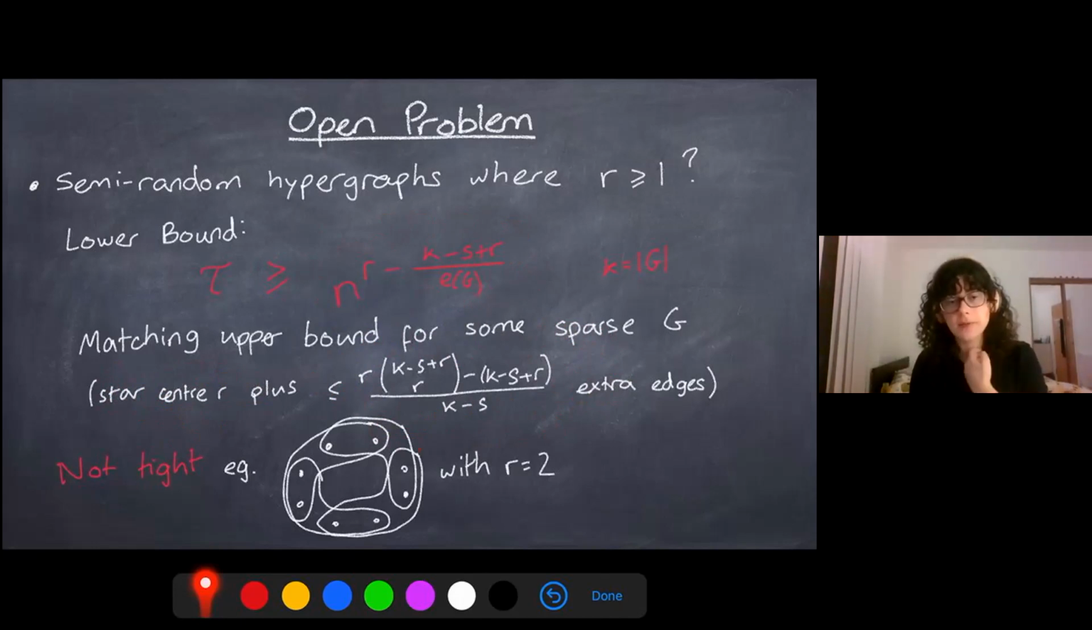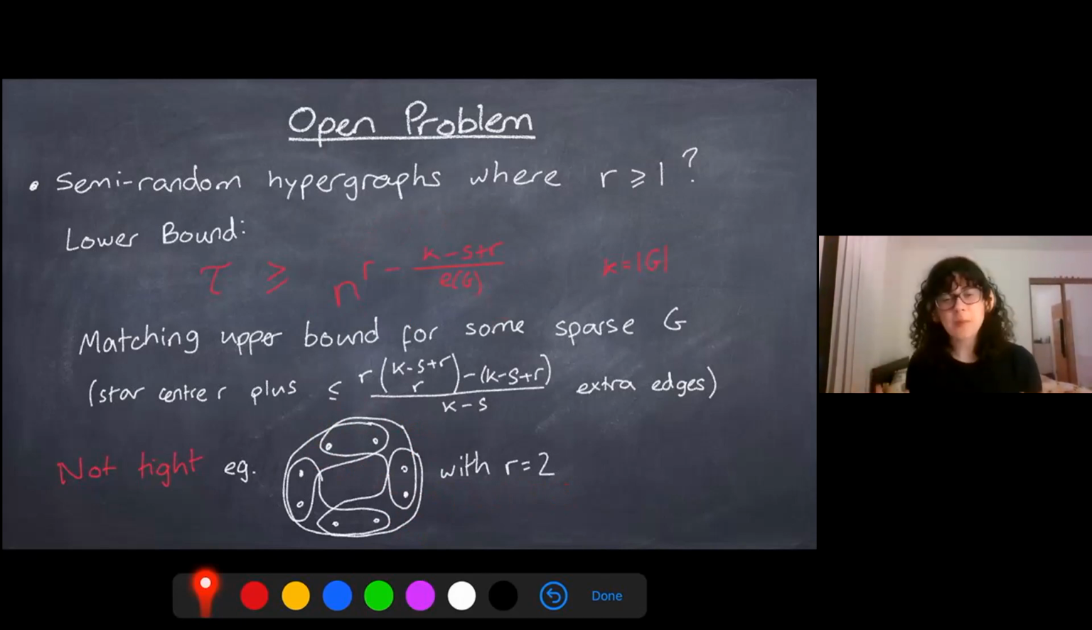Our smallest example of something that doesn't match the lower bound is this hypergraph. G is a sort of loose cycle on 8 vertices, so it has these 4 hyperedges of size 4 and 8 vertices. If you try and construct this with R equals 2, in this particular case we can examine it and find out the threshold, and it turns out to be different from this lower bound. So we don't believe that this lower bound is the correct one, but we know it's not the correct one in general.